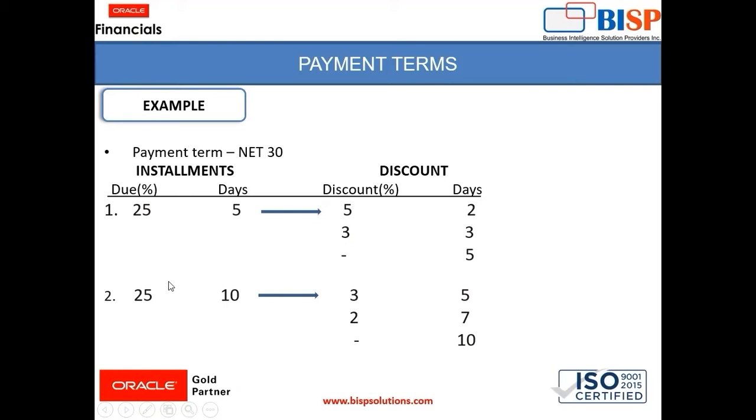Likewise, the second installment is also due for 25% to be paid within 10 days. So for that also, three levels of discount are available. If paid within 5 days, 3% discount is available. Within 7 days, 2% discount is available. And after that, no discount is available.